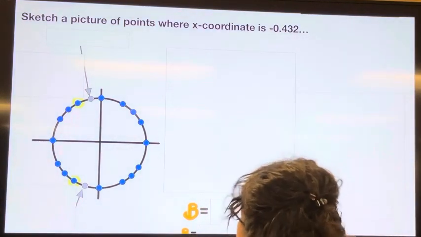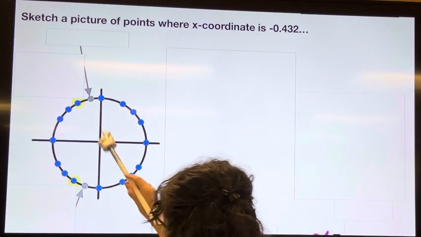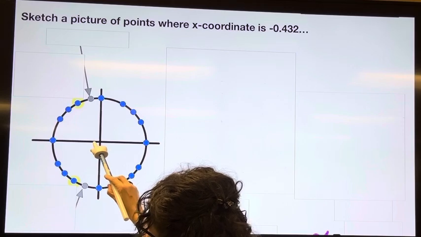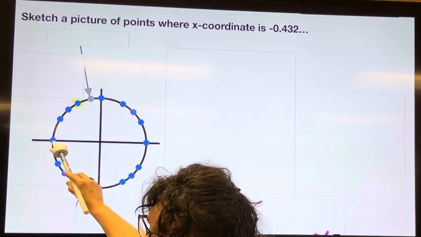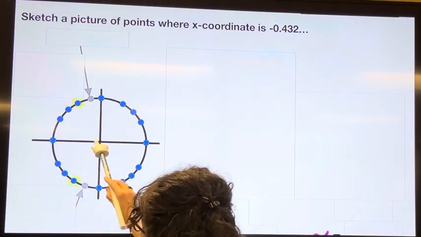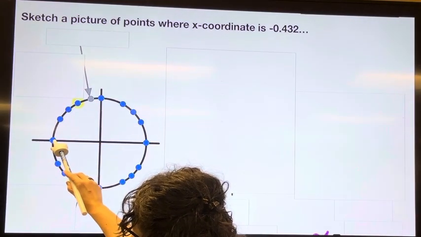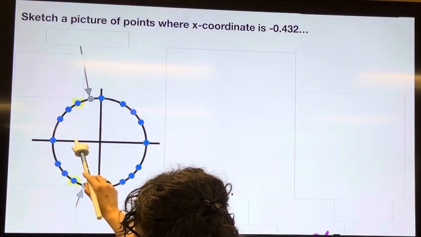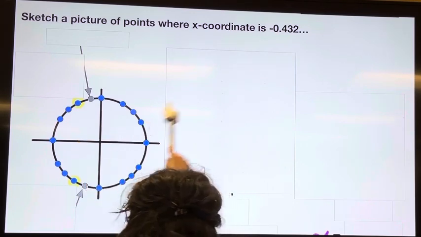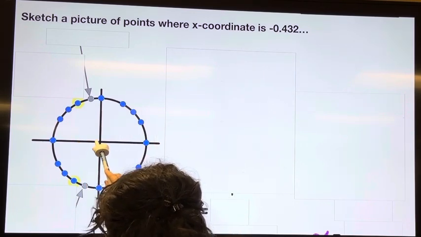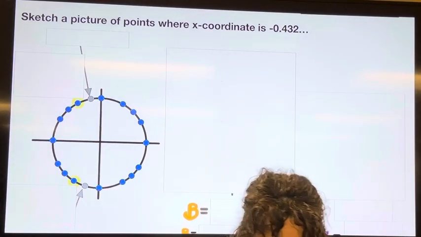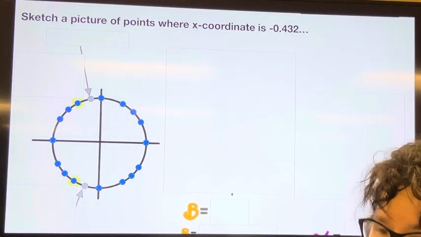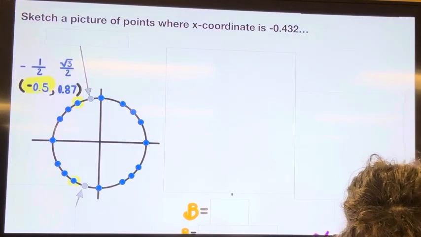If you have an x coordinate of negative 0.4, you're going to have to go back, and to go all the way here is a distance of 1. So this is a distance of negative 1. That would be negative 0.5. So if I want to only go back negative 0.4, it's going to be a very small amount. Now, if you're not sure about that, what we can do is compare it to a point we already know.